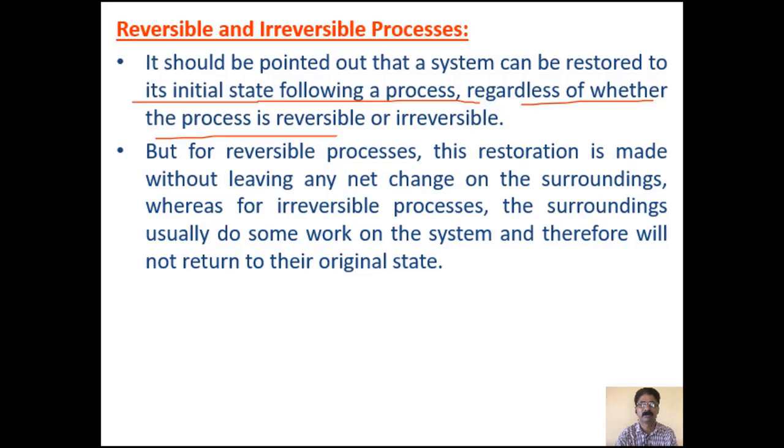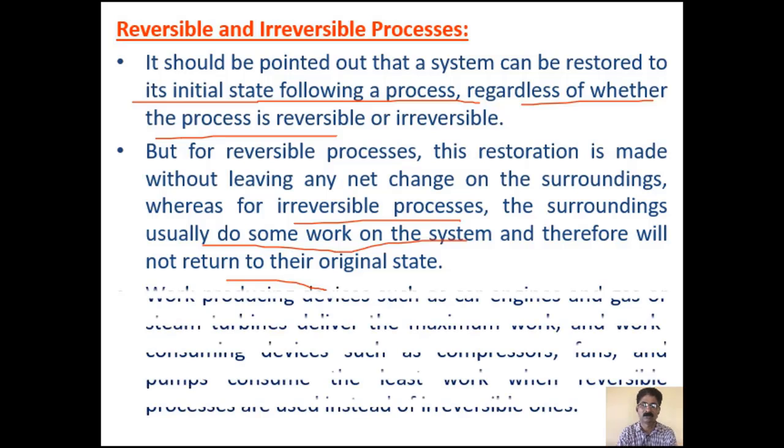So for a reversible process, this restoration is made without leaving any net change on the surroundings, whereas for an irreversible process the surroundings usually do some work on the system. So that is what I told you, some additional work will be done on the system to bring it to the original state, but meanwhile the surroundings will not come to their original state. So this is the main feature of an irreversible process, wherein the system can be brought back to its initial state but not the surroundings.